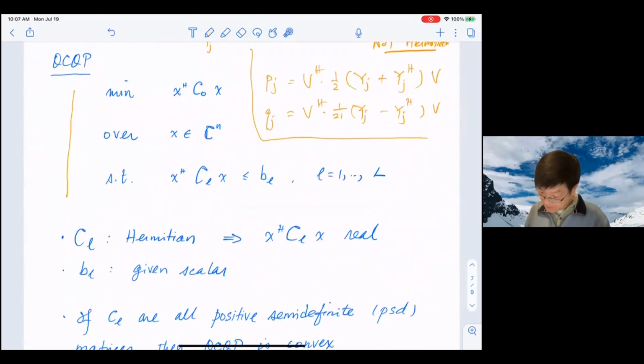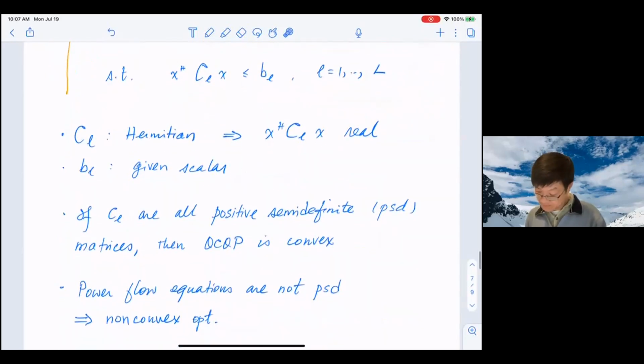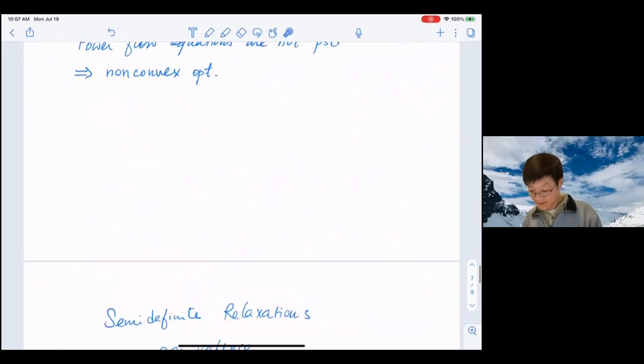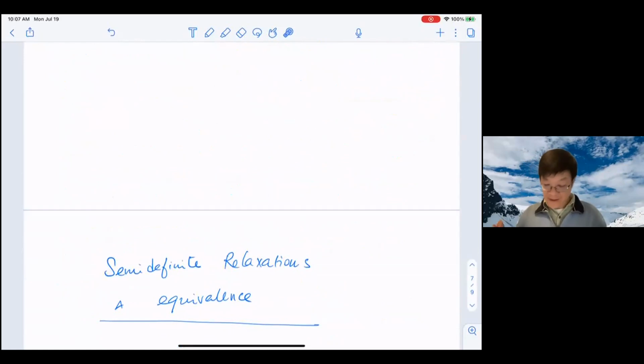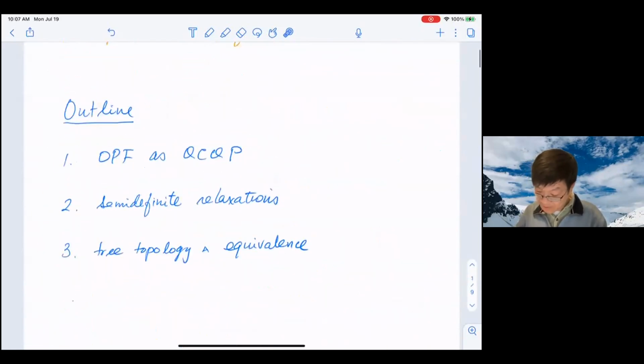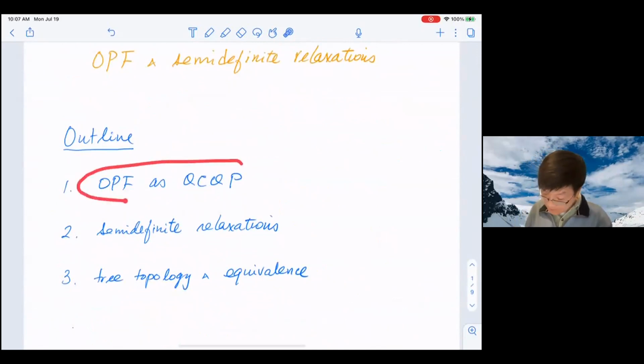Right, so that's what I said, that the CLs, using these Hermitian and skew-Hermitian components, the corresponding matrices are Hermitian so that these are real. The power flow equations are not PSD. Okay, so that's step one. So we have looked at how we can formulate OPF as QCQP.